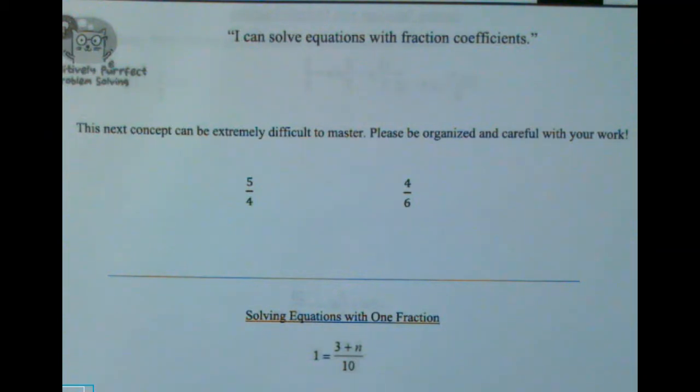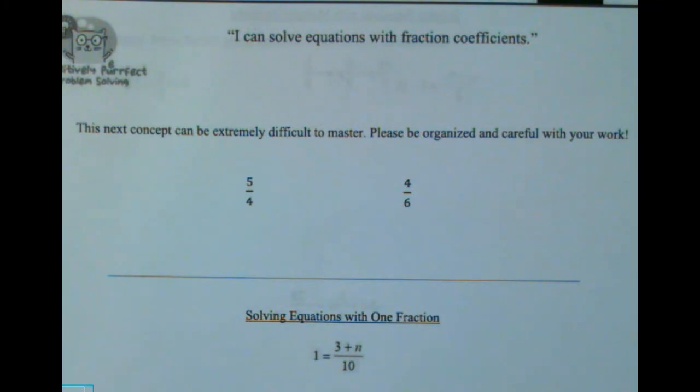In this next learning target, we're going to continue our work with solving equations, but now we're going to extend that learning to working with some fractions. I know fractions can be a little overwhelming, intimidating, they cause some anxiety. I'm really hopeful though that in this learning target we can get some confidence with fractions, especially since I'm going to let you use your calculators.